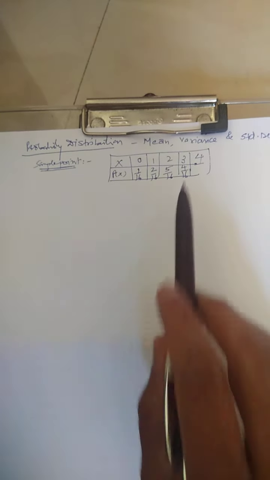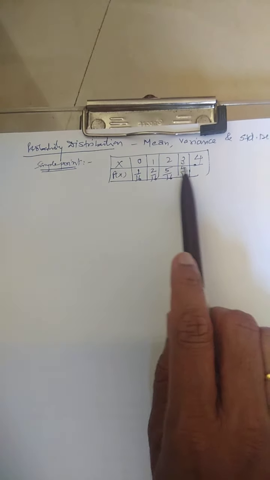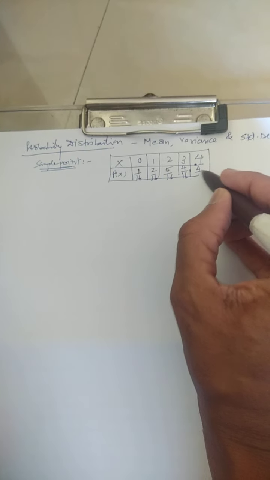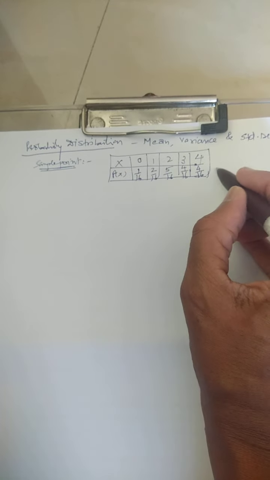Do you remember, the sum of all these probabilities should be equal to 1. 5 plus 4, 9, 10, 11, 12. So here you should write this, then only this table will be correct in terms of the probability distribution table.